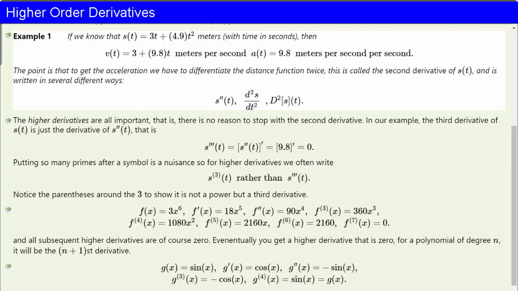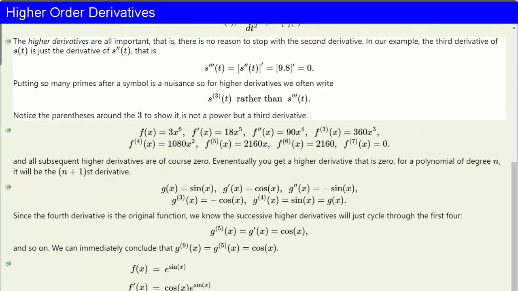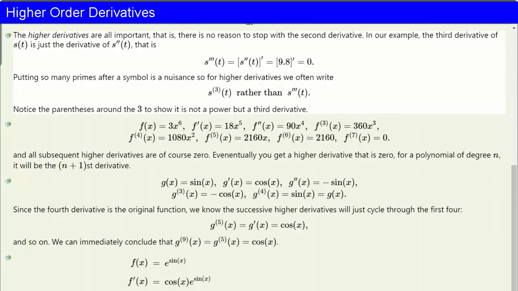This is called the second derivative of s of t and is written in several different ways: s with two primes, or d squared s dt squared, or capital D with a superscript 2 of s in brackets of t. As we shall see throughout our course, the higher derivatives are all important. That is, there's no reason to stop with the second derivative.